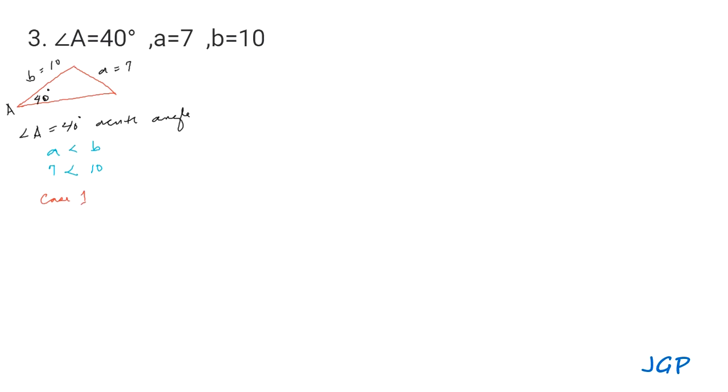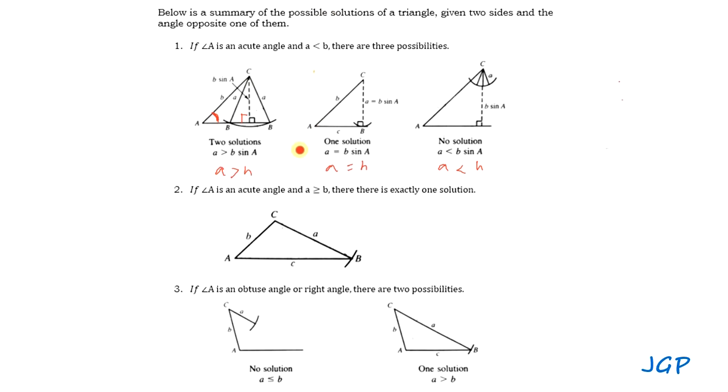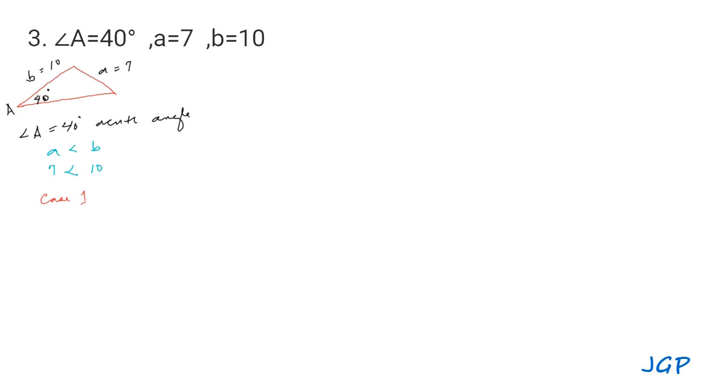In case 1, we have 3 possible solutions. So, we can have 2 solutions, 1 solution, or no solution. So, meaning, we need to find the value of height para ma-identify natin ilan nga ba ang solution. So, I will create here a height. Ayan, that is my height. So, we have now our right triangle. So, we can use the SOHCAHTOA.